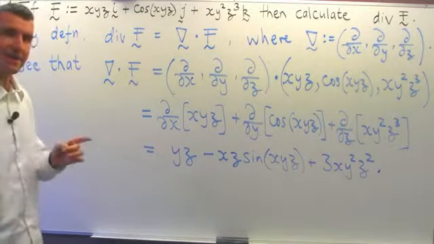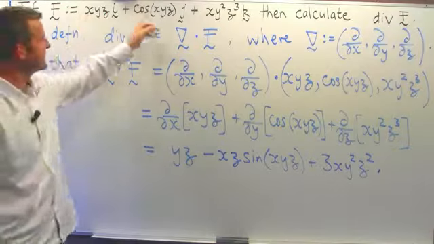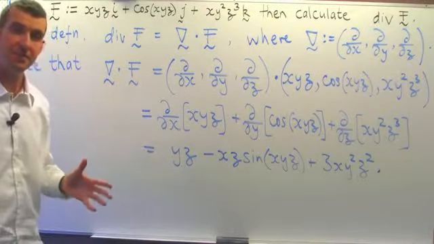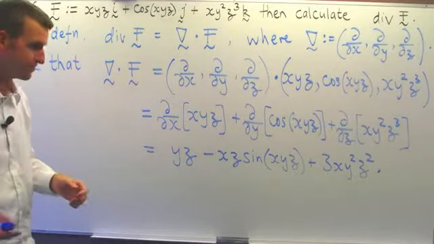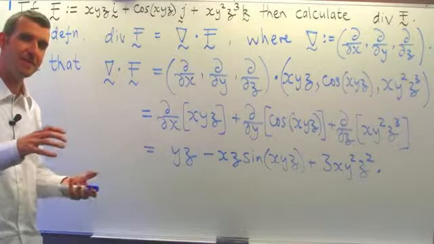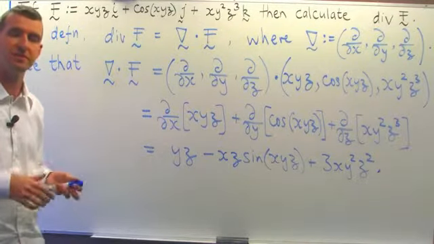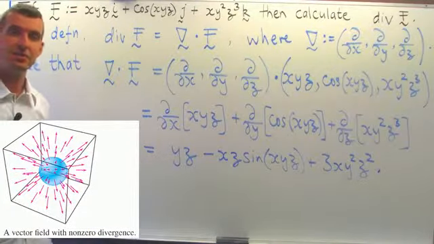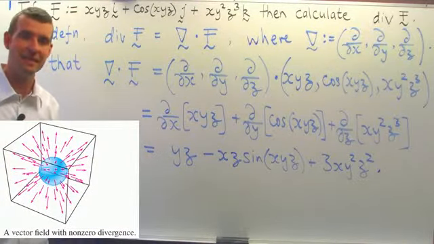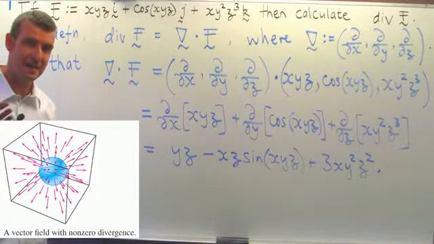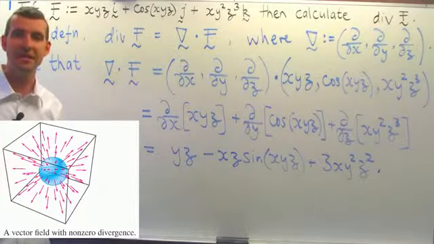Okay, so if this vector field represents, say, the velocity field of a fluid or a gas, then at the origin, the gas is neither expanding or compressing because the divergence is 0 there. If the divergence was positive, then you could interpret this as the gas was expanding at that point. If the divergence was negative, you could interpret that as the gas was compressing at that point.